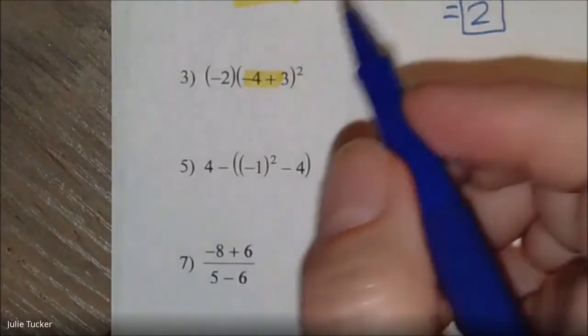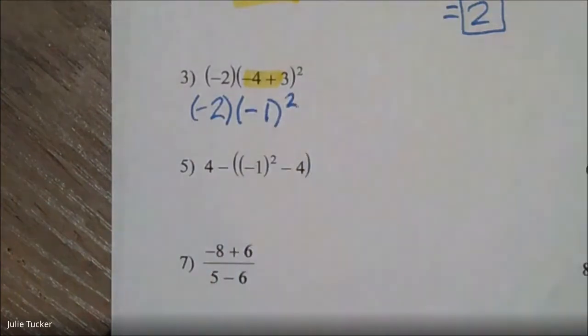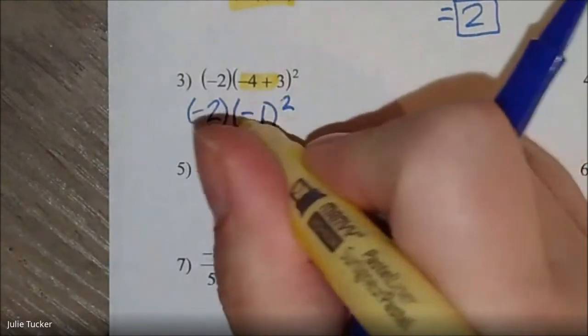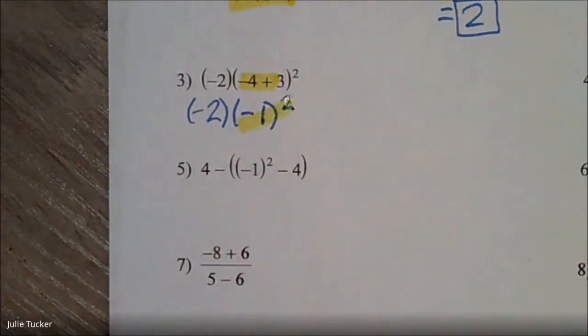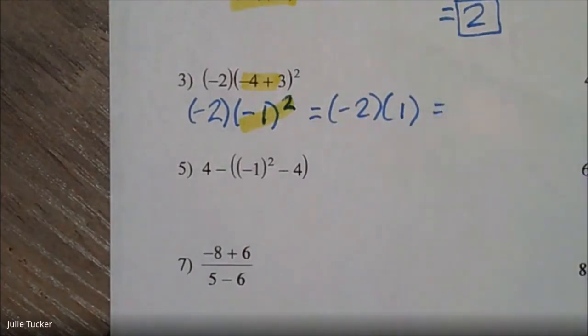-1. Good work. So we're going to rewrite everything else. Now what comes next? Nice job, Connor. I like how you corrected yourself. So -1 times -1 is just +1, right? So that's going to be -2 times +1, which is what?